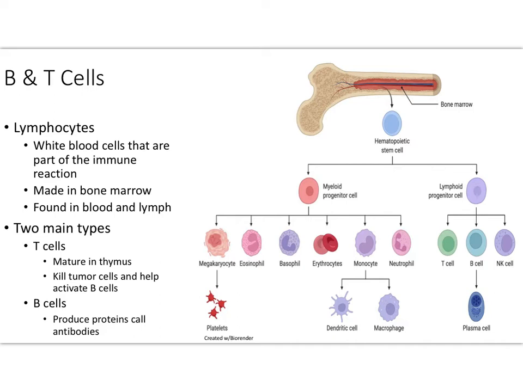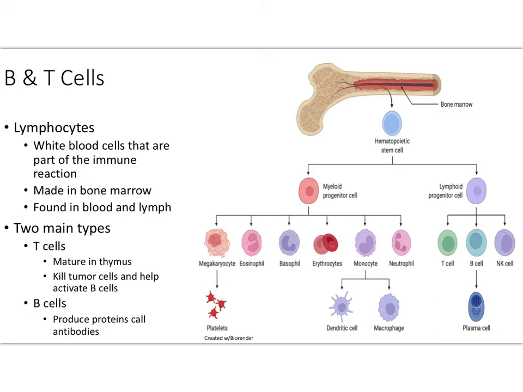So there are 2 main types of blood cells that we need when we're talking about the adaptive immune response, and those are T cells and B cells. T cells are lymphocytes, or these certain types of white blood cells that mature in the thymus, and they have 2 main roles. They kill tumor cells and help activate B cells. We are going to focus on their role in activating B cells. And then the B cells, our other type of lymphocyte that we are going to focus on, are the types of cells that will produce the proteins that we call antibodies.